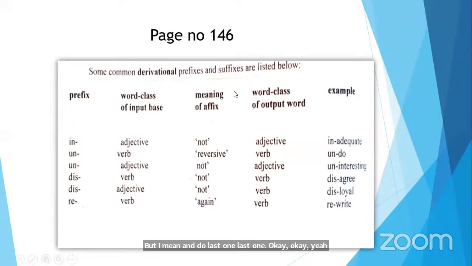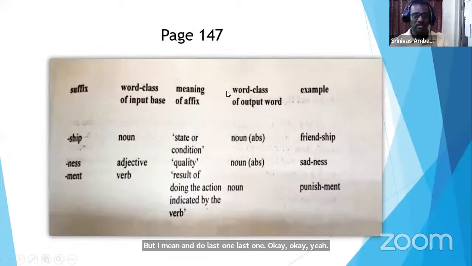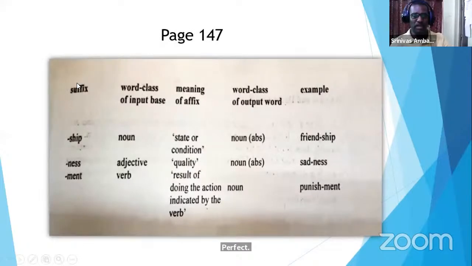Yes, sir. Now next also, same, suffix examples. You need not remember all these things. If you can remember the suffix category and example category, it's fine for examination. Ship as a suffix: friendship, warship. Ness: sadness, happiness, and other things.